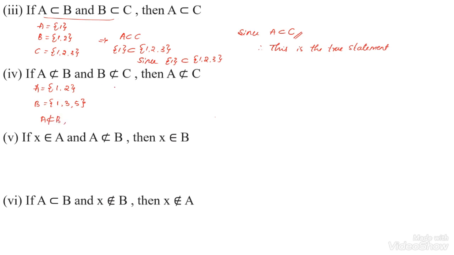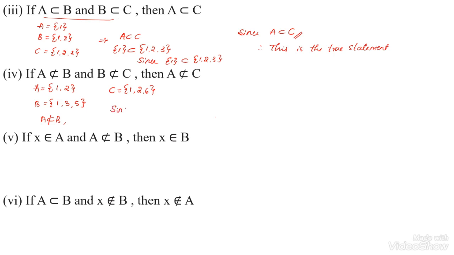Now again let us consider another set C. Set C contains the elements 1 to 6. Then, while considering the set B.